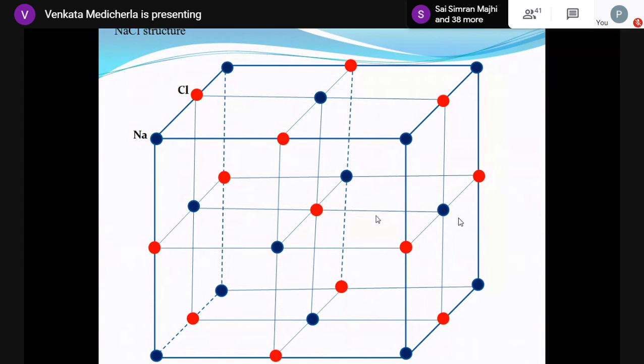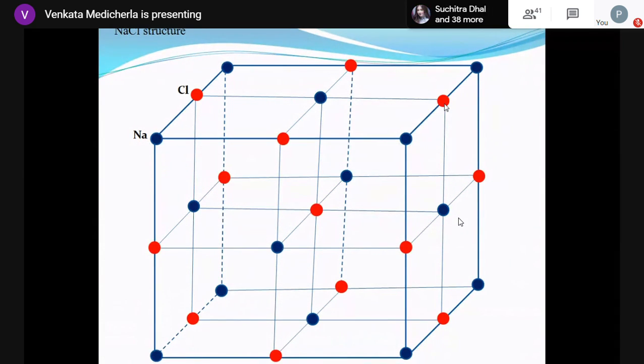First you put all the sodium atoms at the face centers and corners. Then what you have to do is take all the edge centers. Edge means this is an edge, this is an edge. The edge centers should be kept for chlorine atoms. That's how it is generated.